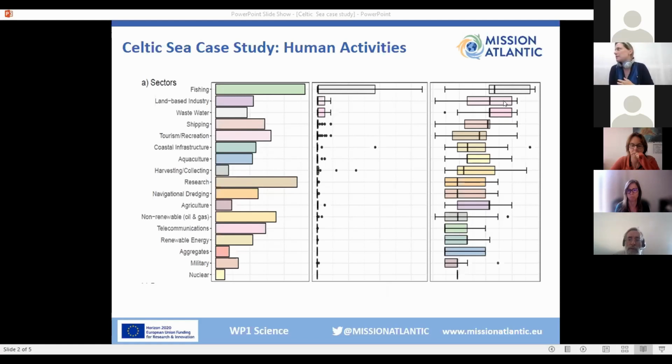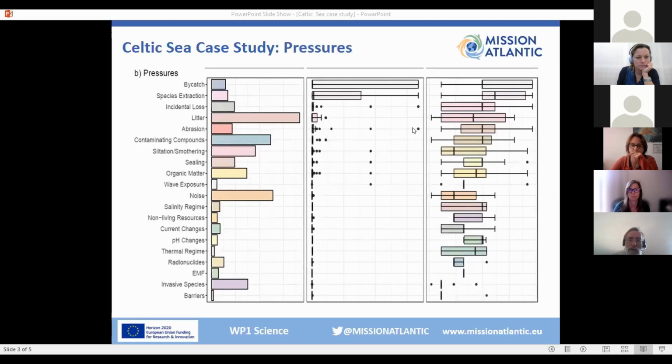So what this represents is that fishing is in the case study area, in the case study seas, and the main other risks are coming from outside, if you like, from the land. And you can run down through these and see other sectors which have high connectance. So we'll move on to the pressures now.